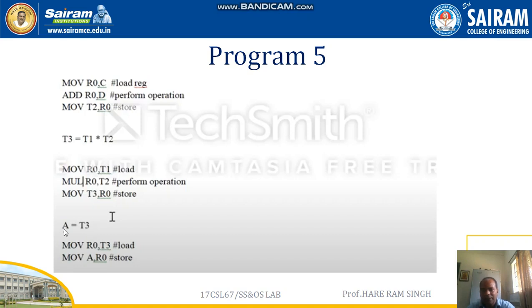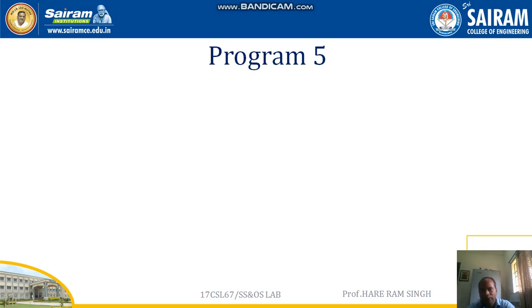Now the fourth statement, A = T3, we have to execute. How are we going to execute it? Similarly, we move the content of T3 to register R0 and store the value of register R0 into the variable A. Like that we can get our output. The whole right-hand side value will be stored in A. Now let us go to the program.